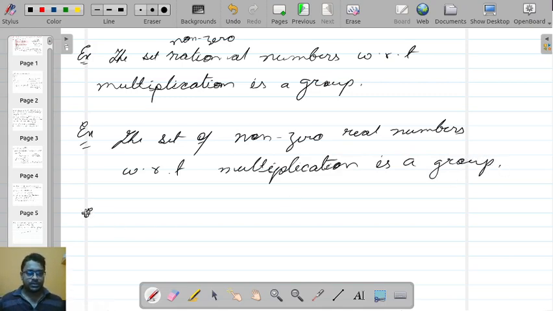Okay, so these are some of the exercises. So in the next class I'll discuss the groups which can be formed with matrices. Okay, thank you.